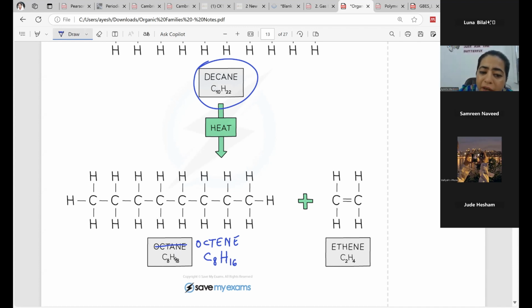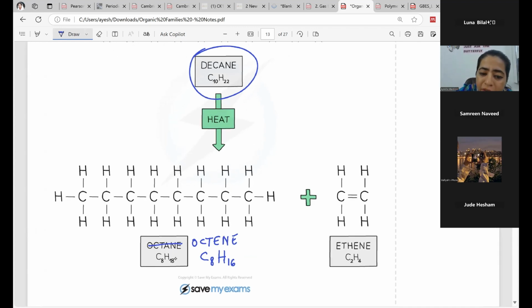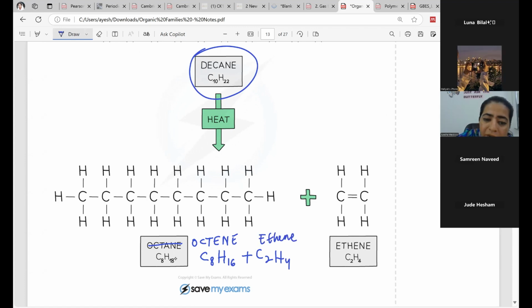Okay, so we are getting 8 carbon, 16 hydrogen, and the second thing we are getting over here, 2 carbons, 4 hydrogen, which is basically ethene. If we add these together, is it going to give us the same formula back?